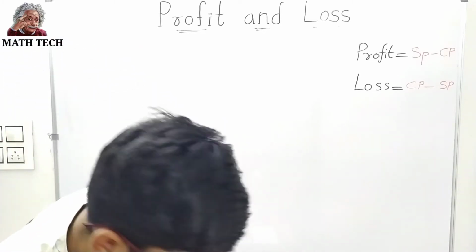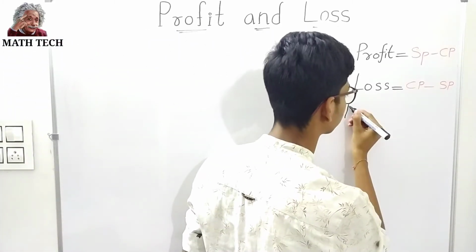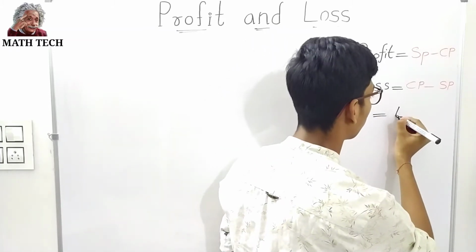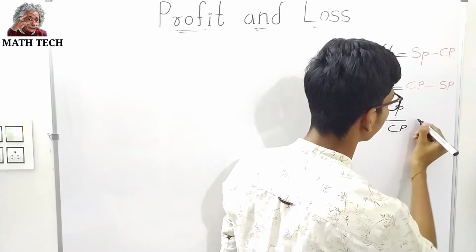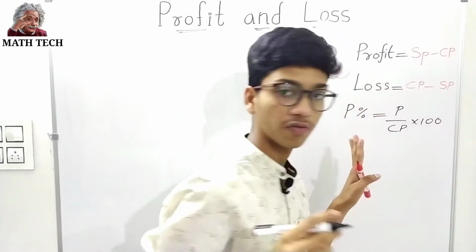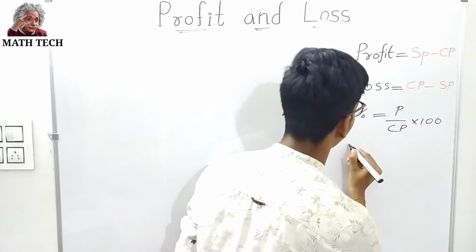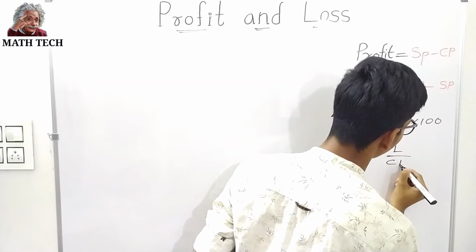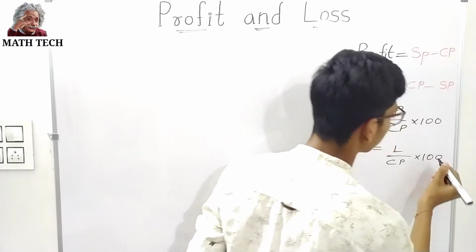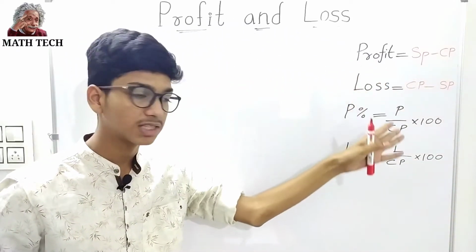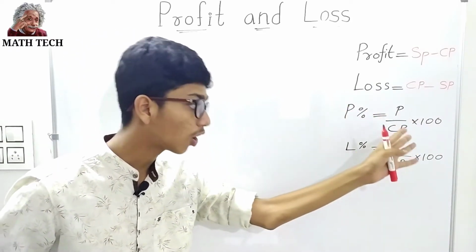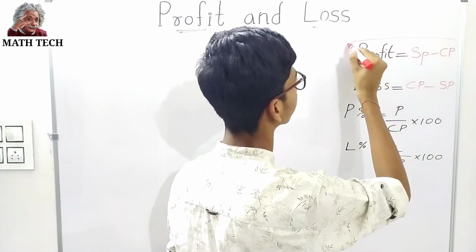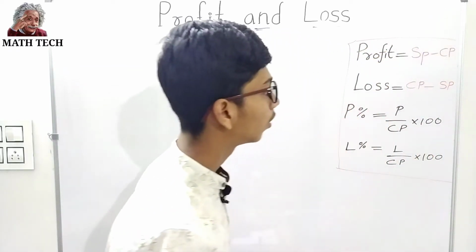Okay, let's write here the formulas. Profit percentage is equal to profit by CP into 100, and loss percentage is equal to loss by CP into 100. These are the 4 formulas which we use in the problems.